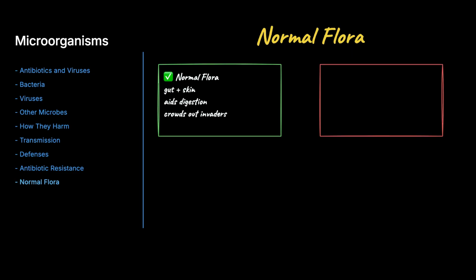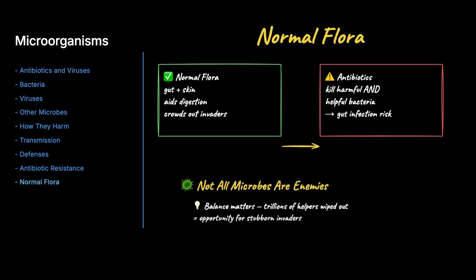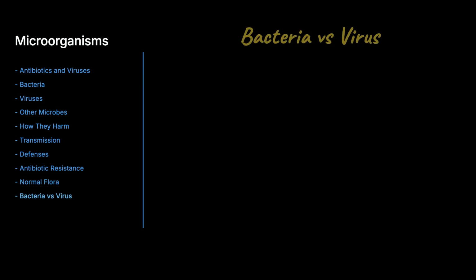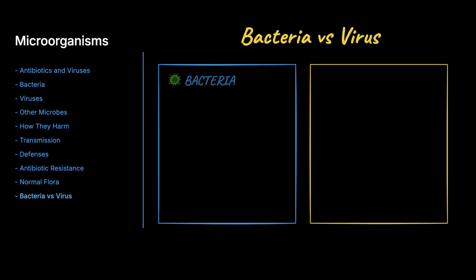Not all microbes are enemies. Trillions of helpful bacteria, your normal flora, live in your gut and on your skin, aiding digestion and crowding out invaders. Antibiotics can wipe them out along with the harmful ones, which is how a stubborn gut infection takes hold after treatment. Balance matters. Let me give you the comparison the exam returns to again and again.